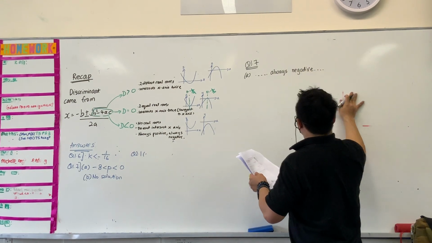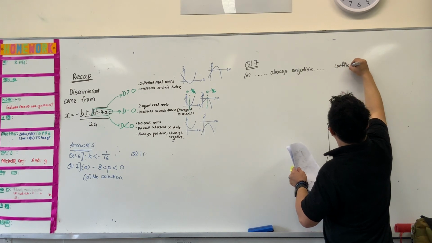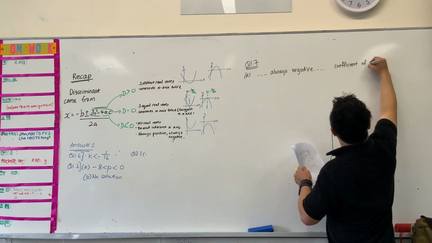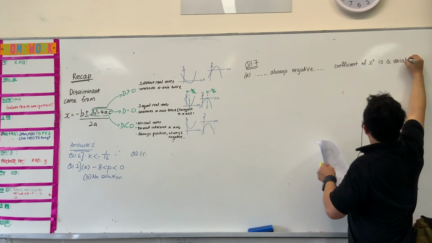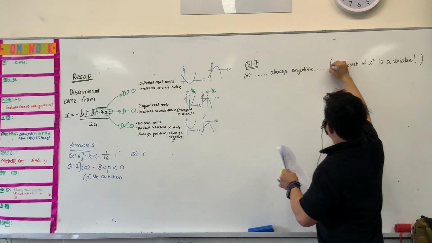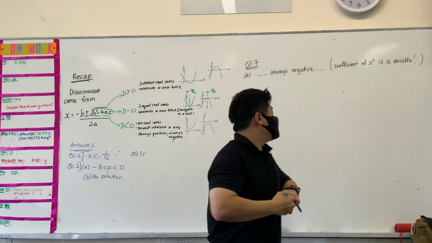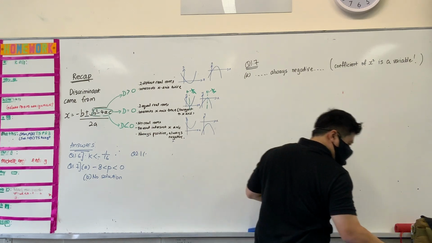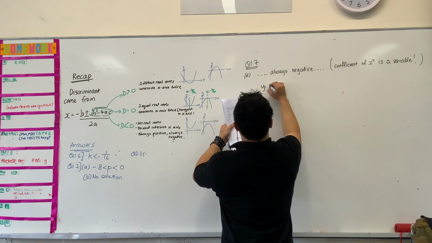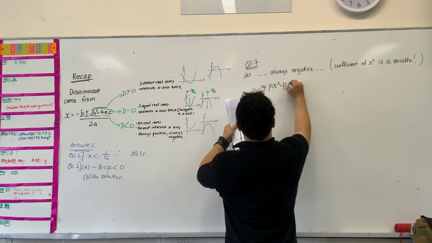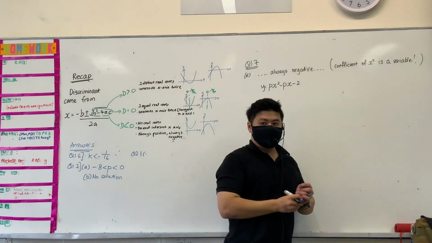And you take note, you notice that the coefficient of x squared is a variable. The coefficient of x squared is a variable. You take note, this question is quite sneaky. The question that we're looking at is px squared. Just hear me out for a while, okay?